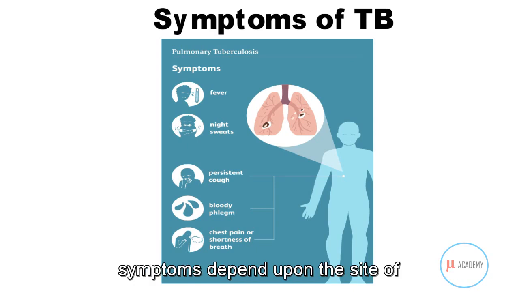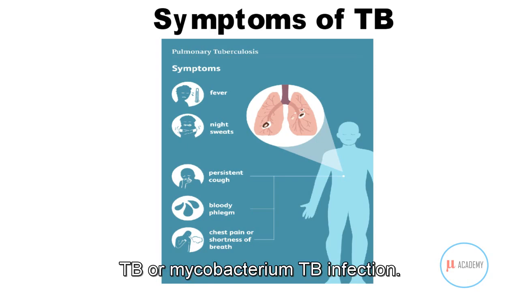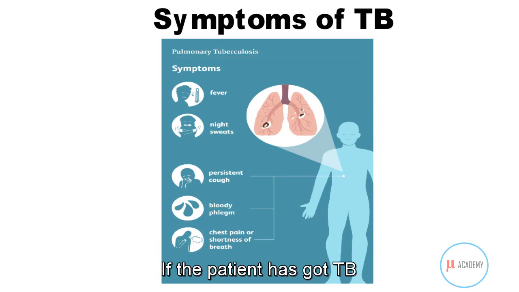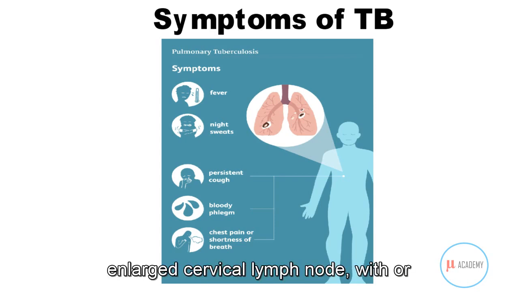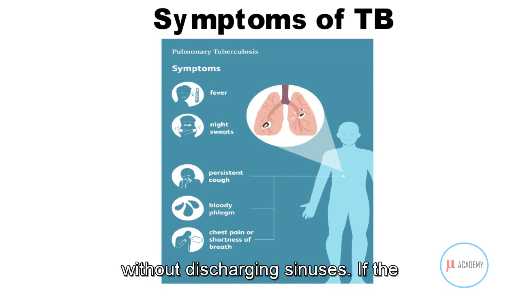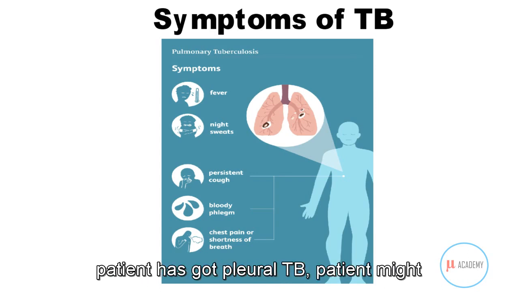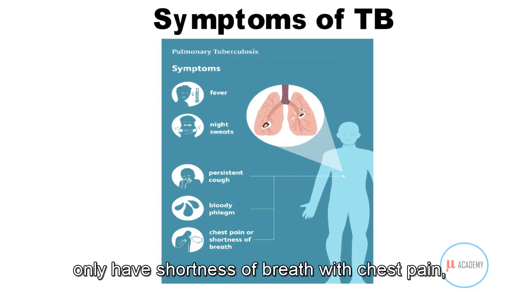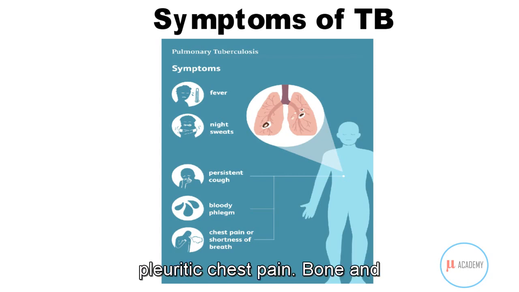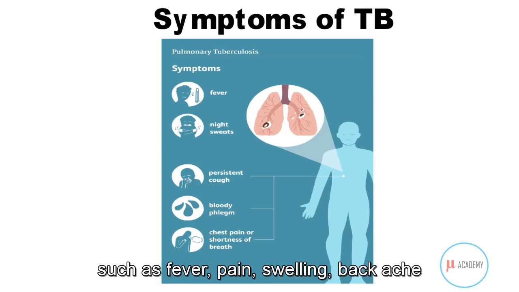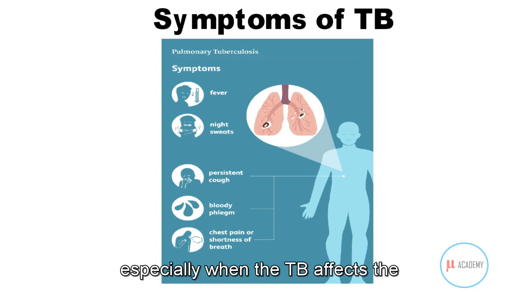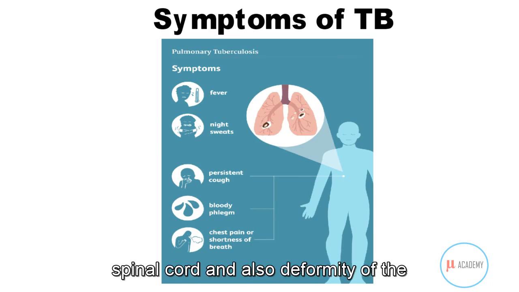Extrapulmonary tuberculosis symptoms depend upon the site of tuberculosis or Mycobacterium tuberculosis infection. If a patient has TB lymphadenitis, that patient will have enlarged cervical lymph nodes with or without discharging sinuses. If the patient has pleural TB, the patient might have shortness of breath with chest pain, pleuritic chest pain. Bone and spinal TB patients will have symptoms such as fever, pain, swelling, backache, especially when the TB affects the spinal cord, and also deformity of the joints in tuberculosis.